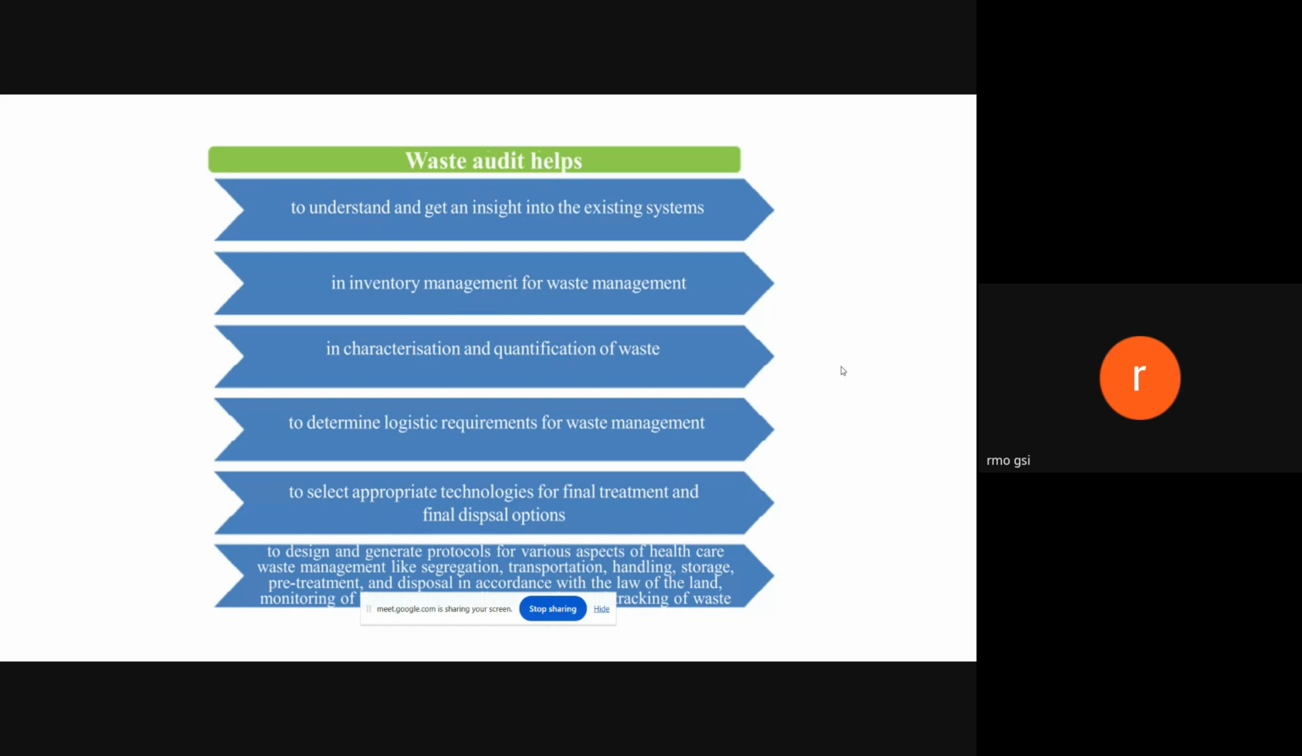Any questions? Hello. There is one more thing I wanted to ask. If I want to do a waste audit, is there any specific questionnaire that I need to choose? Can you suggest something like that?